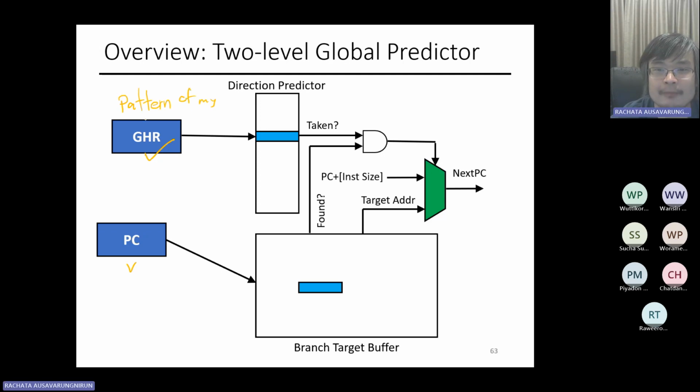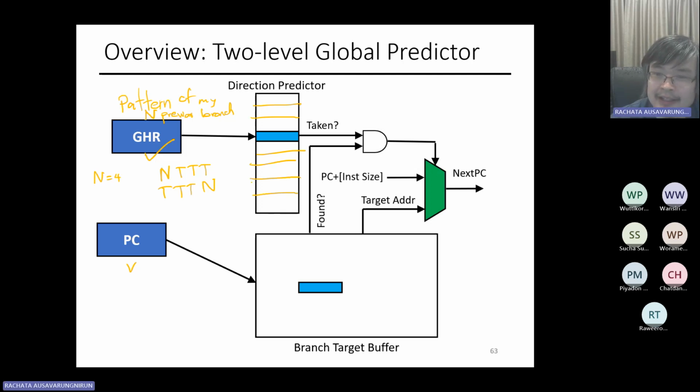of my n previous branches. For example, let's say n is 4. The GHR might be something like this: not taken, taken, taken, taken. Basically, it means that the last 4 branches you saw are not taken, taken, taken, taken. Or it can be taken, taken, taken, not taken. It now means that the last 4 branches you saw from your program are taken, taken, taken, then not taken. All right, so that's the GHR. Now the direction predictor becomes a table with multiple rows.